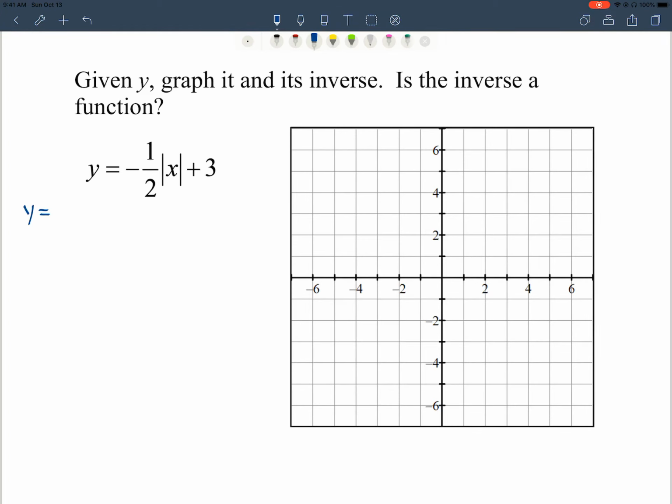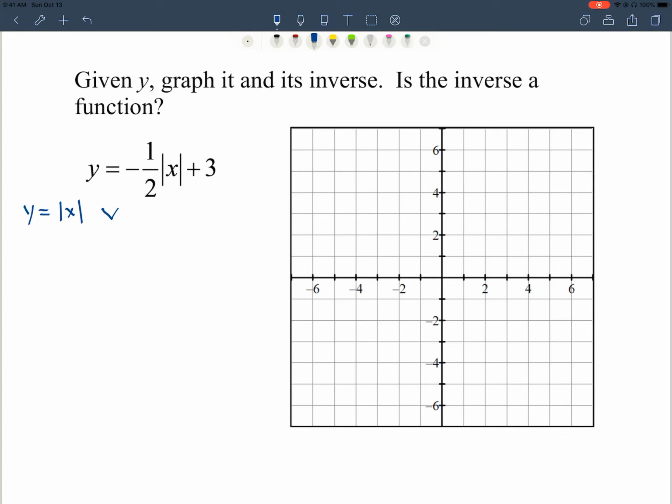So remember, that comes from our parent graph, y is equal to the absolute value of x. And that's the one that makes that V shape for us there. So this is one of the parent graphs that you probably graphed a lot in Algebra 2, and we've done quite a few here already. So I'm not going to make a table to graph my original. I think we can do that without.